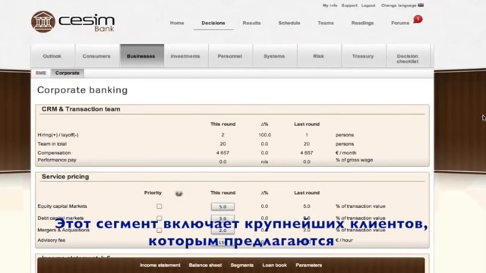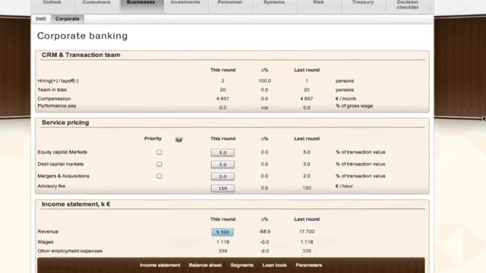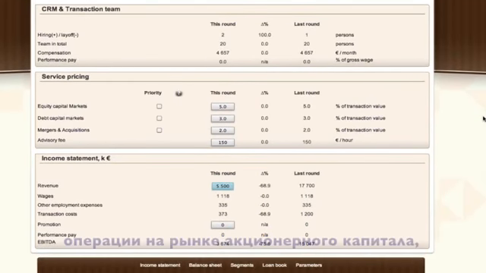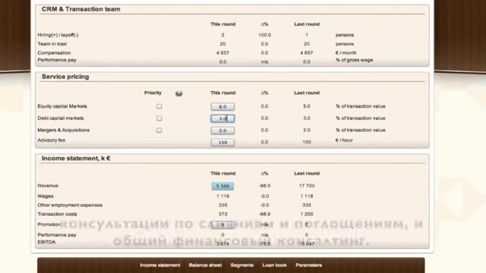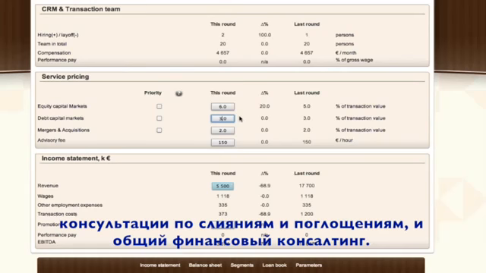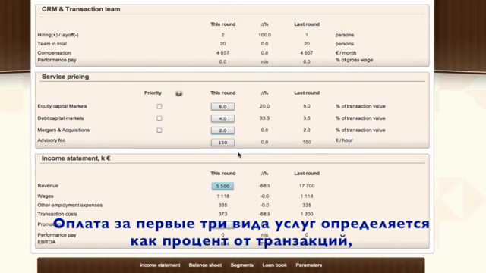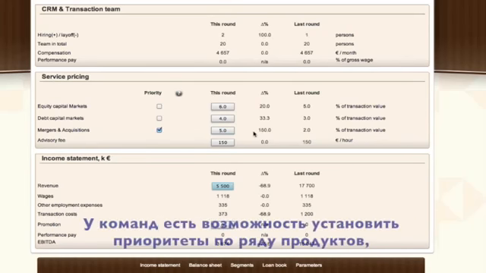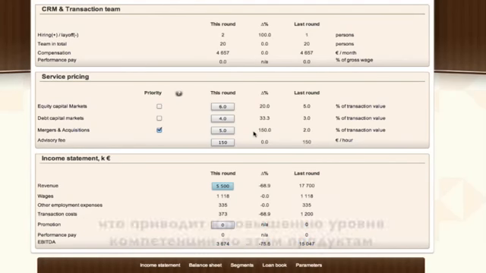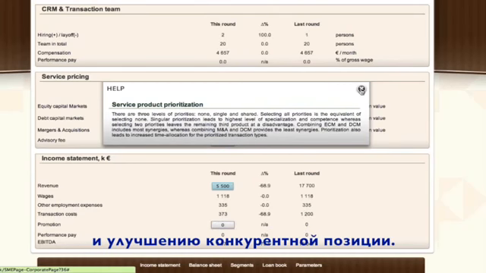Corporate banking forms the second part of business customers. This segment includes the largest corporate clients who are only offered advisory services. These are four types of services: equity capital market transactions, debt capital market transactions, mergers and acquisitions advisory, and general financial advisory. Fees for the first three are priced as a share of the total value of the customer transaction, and the fourth service is priced as an hourly charge. Participants also have the option to prioritize certain products with the result of increased product competence and better competitive position.